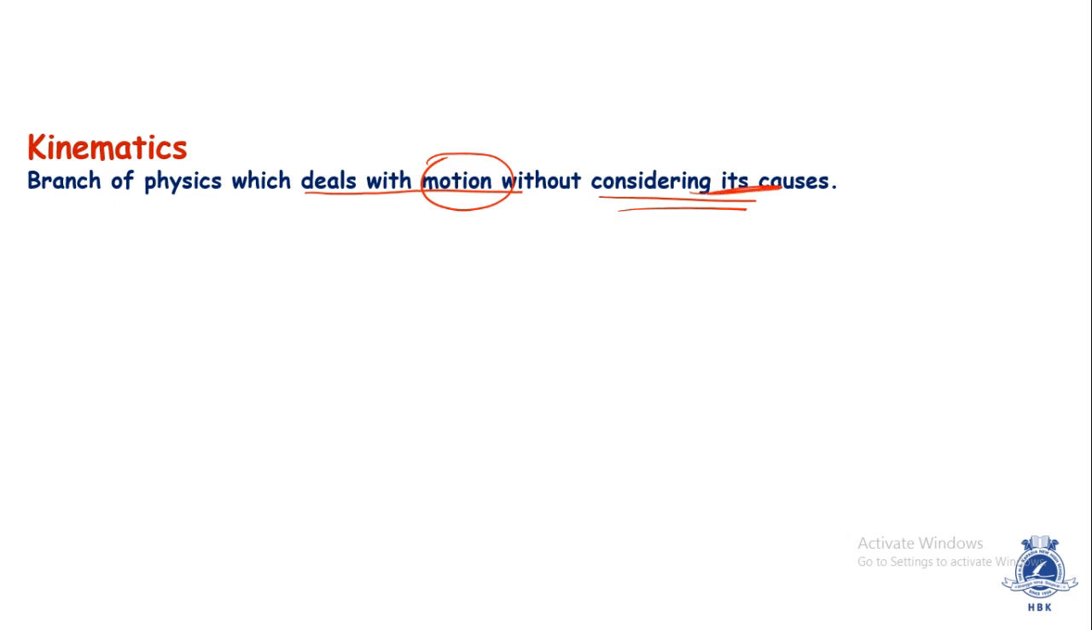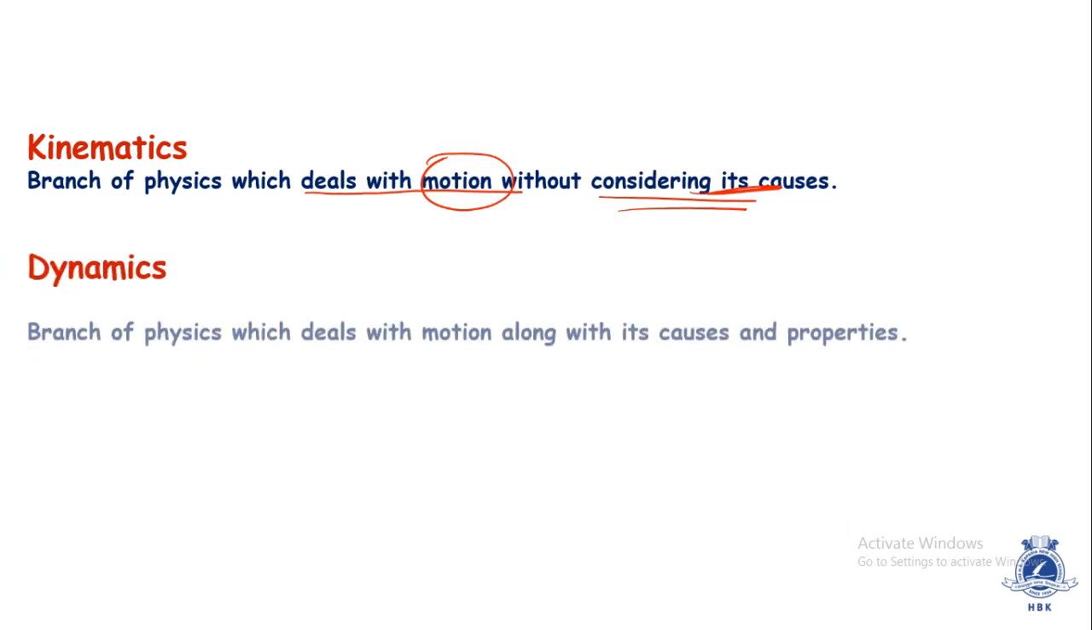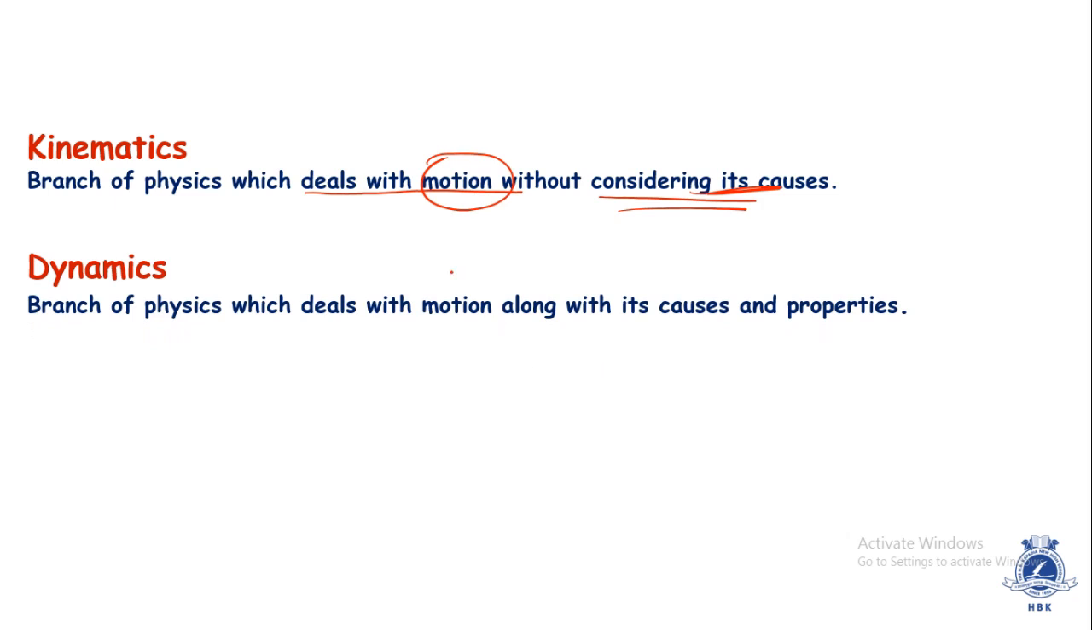Different from this is dynamics. In case of dynamics, we'll study motion along with its causes and properties. Yes, we have to study that the Ferrari gets a pickup from 0 to 100 in just 2 or 3 seconds, and we are also going to study its properties, that it has good tires, good ball bearings, or good oil or good fuel is used, or the engine is overpowered. Those are called the causes of motion. So if we are dealing with the motion along with its causes and properties, then it's called dynamics.